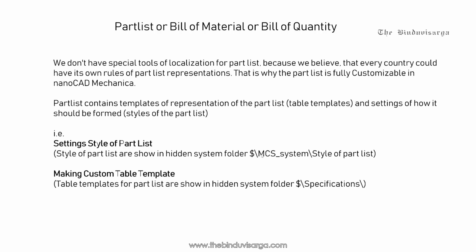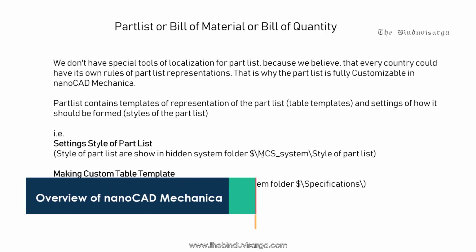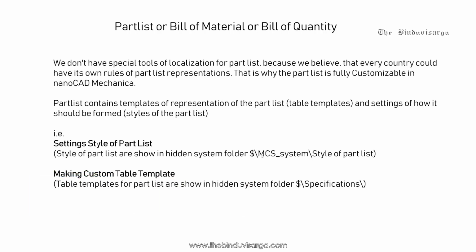Basically, the part list contains templates of representations of the part list, that is, table templates, and the settings of how it should be formed, that is, a style of part list. If you take a close look at a part list, there will be two major portions: one is table templates and the other is the style of the part list, right? These are the two different things that form the entire part list.